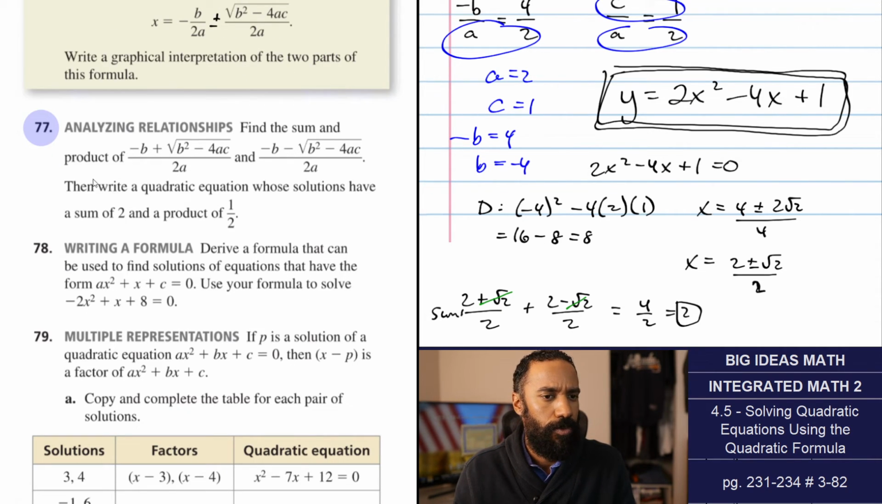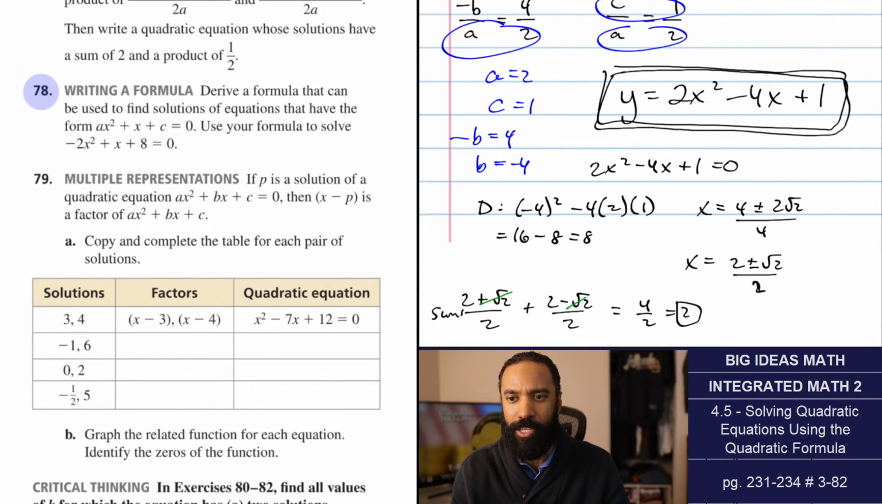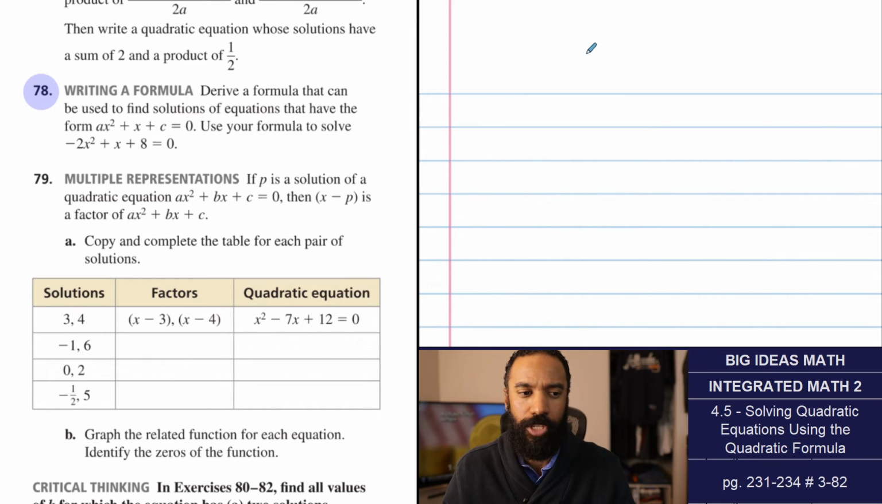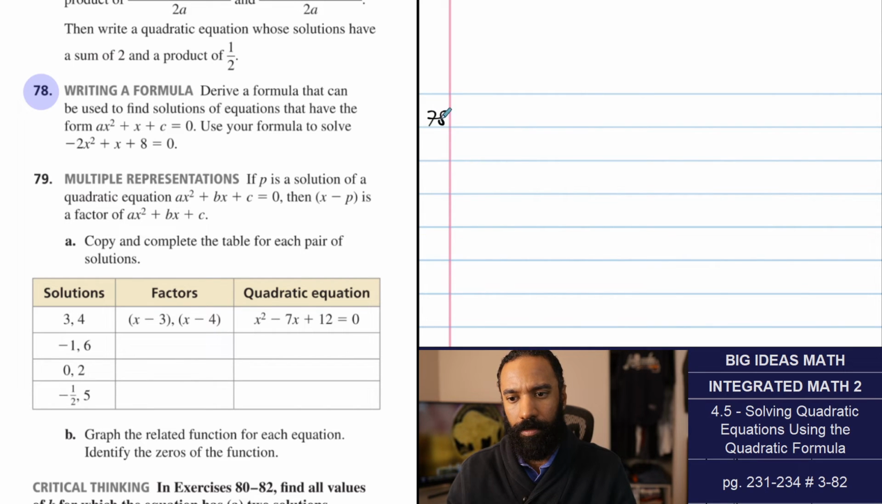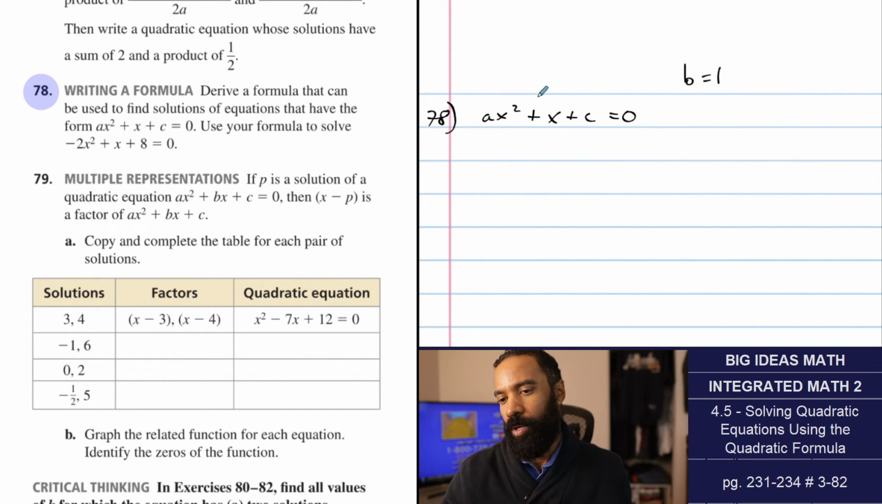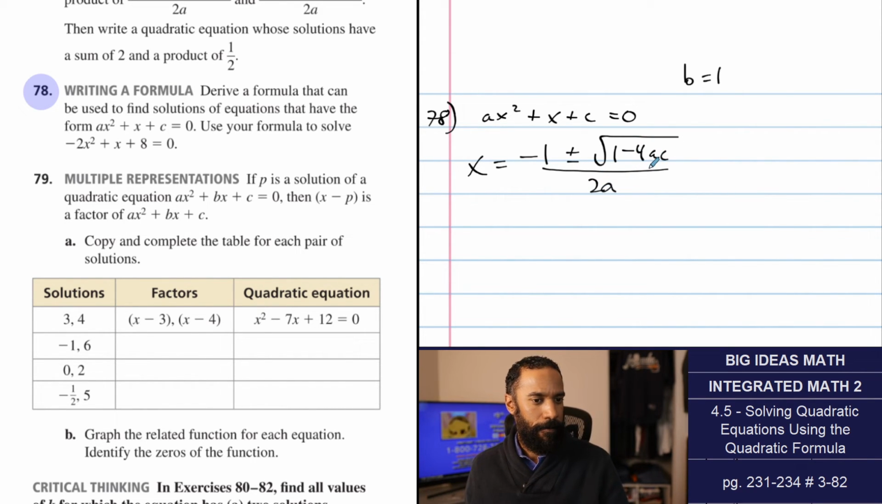Okay, 78. Writing a formula. Derive a formula that can be used to find solutions of equations that have the form ax squared plus x plus c equals 0. Use your formula to solve negative 2x squared plus x plus 8 equals 0. Okay, so ax squared plus x plus c equals 0. So in this case now, my b is 1. So I'm not going to go into the discriminant talk. I'm just going to go straight into it. x equals negative b plus or minus the square root of b squared, 1 squared, minus 4ac all divided by 2a. So it's going to look now like that.